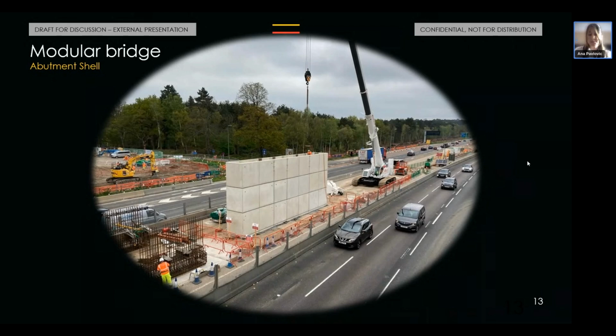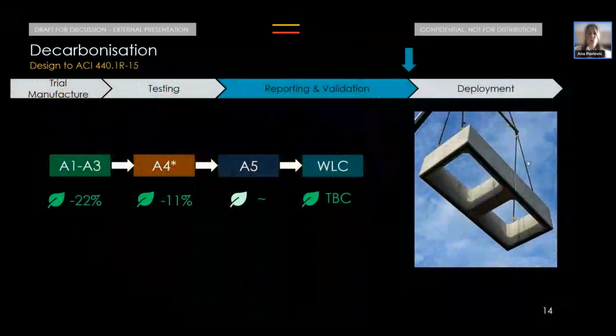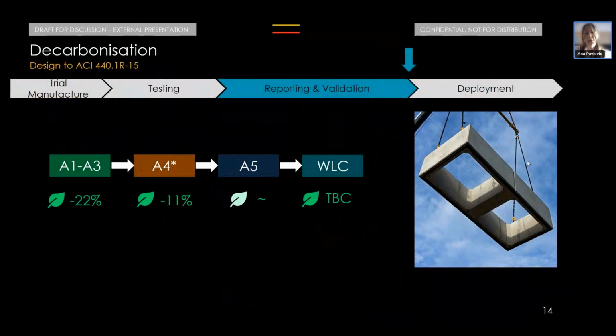While this element might not contribute to the most carbon impact of an entire bridge, it's quite a useful element to start with because it is a low-risk application, so it means it's quite suitable for implementation of novel materials. So what we did is we took our shell design, which was done, of course, in concrete and steel reinforcement, and we redesigned it to basalt reinforcement. We used the ACI 441 R15, which is the guidance document at the time. And we estimated that we can achieve around 22% carbon savings for A1 to A3, or the manufacturing modules.